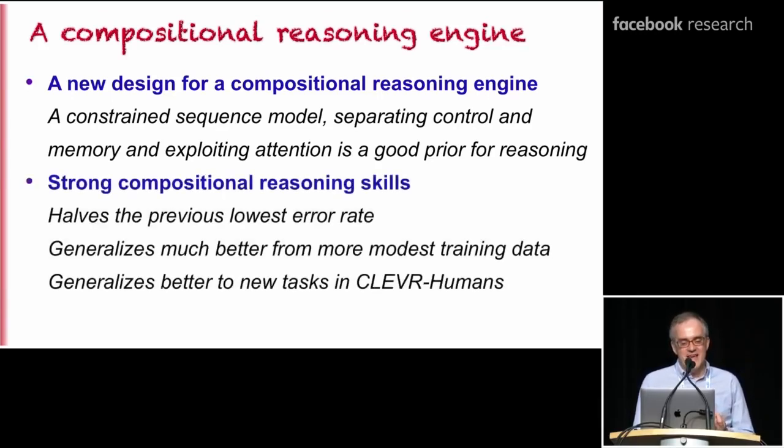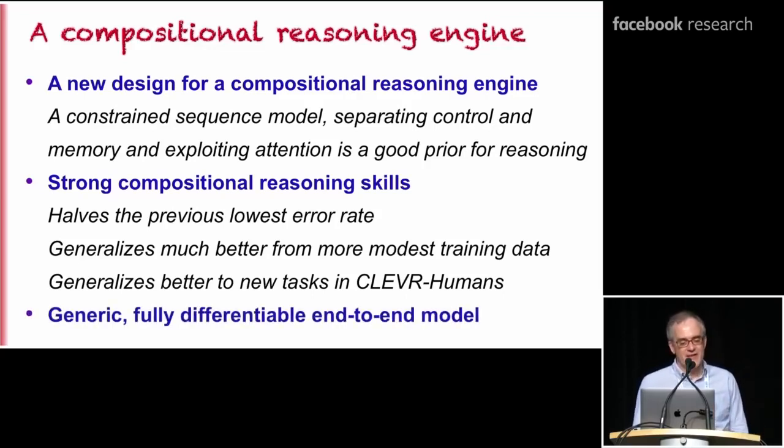And I've argued that it has strong compositional reasoning skills and the right kind of inductive bias to be able to do well in these kind of tasks. And it's practical as a generic, fully differentiable end-to-end model. Now, is this the one and only true answer as to how you could design a neural network more for reasoning? I'm sure it is not. I'm sure there are lots of other ways and variants that people could think of exploring.